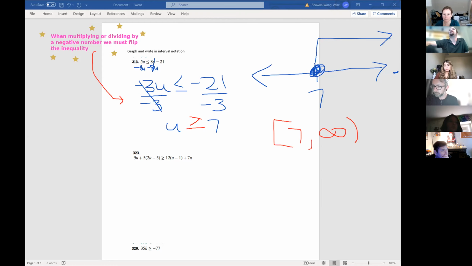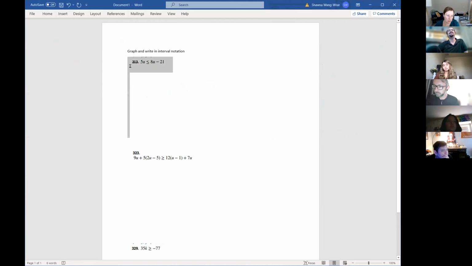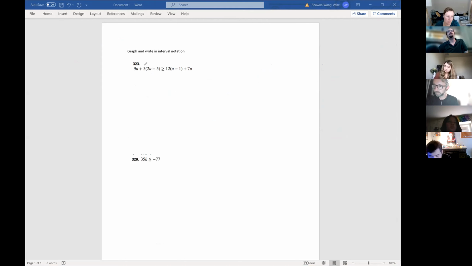Okay, we're doing number 323. That one that looks like it's been at the gym a lot. So first I did PEMDAS. I dropped the parentheses, and then I distributed 5 to 2u and 5 to -5. So the first part is 9u plus 10u minus 25.